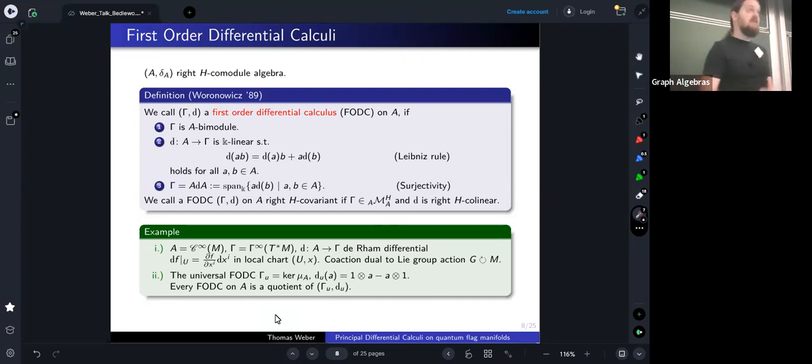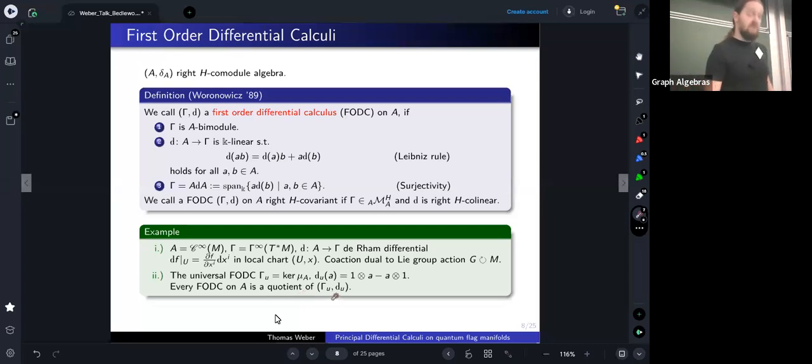Examples are, of course, the classical case. This is the sanity check. If you don't get the classical case, you're doing something wrong. So if you have a smooth manifold, you take as Γ the sections of the cotangent bundle. Then you take the de Rham differential. And let's say just a Lie group action on your manifold, you take the pullback of this action and you're getting a covariant calculus. Second example, a very crucial one, is the universal calculus. This works for any algebra even. You just take the kernel of the multiplication of your algebra, which you can multiply from left and right.